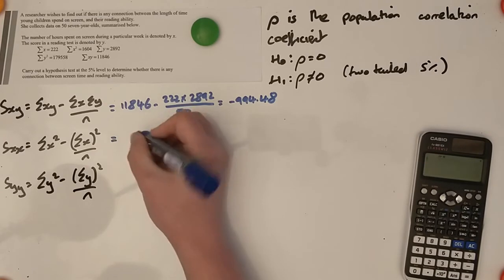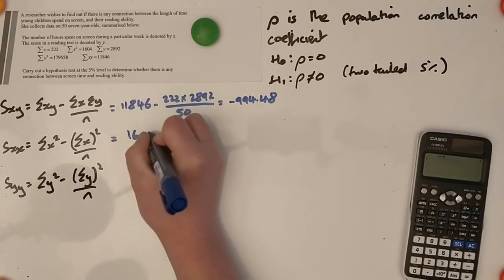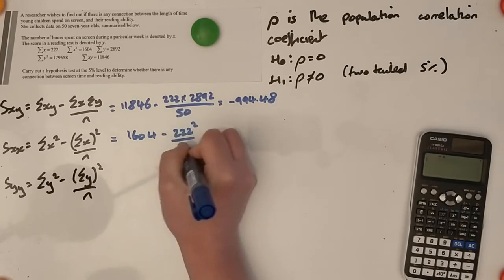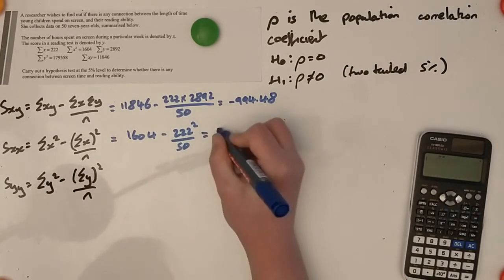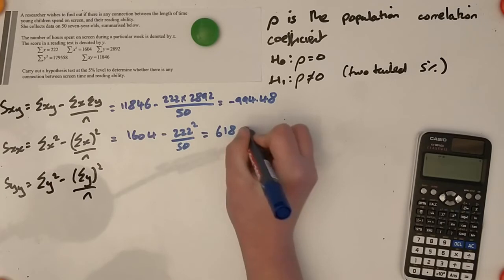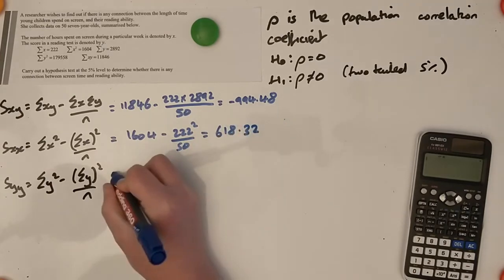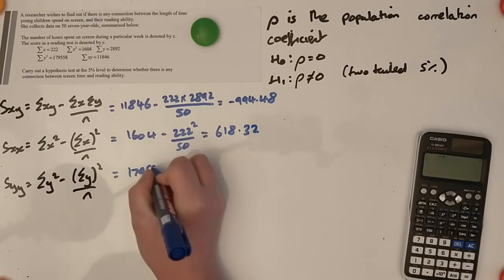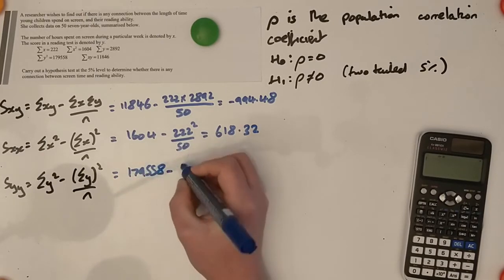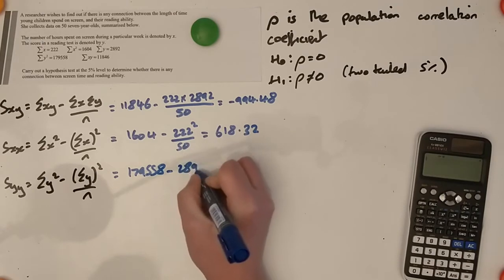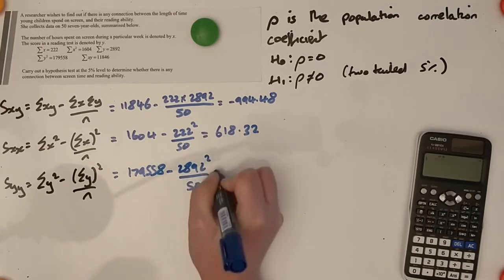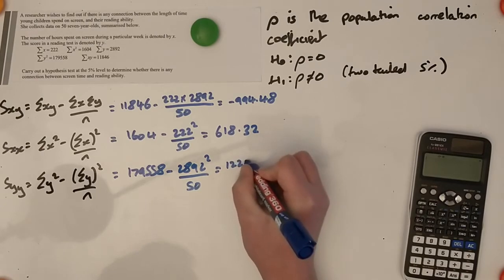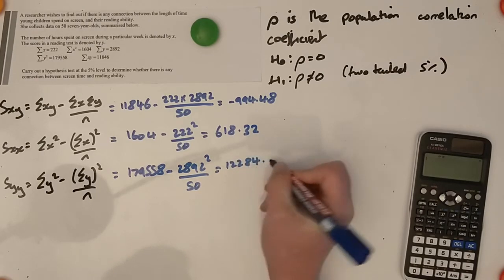SXX, so that is 1604 minus 222 squared over 50, gives me 618.32, and SYY is 179,558 minus 2892 squared over 50, gives me 1284.72.